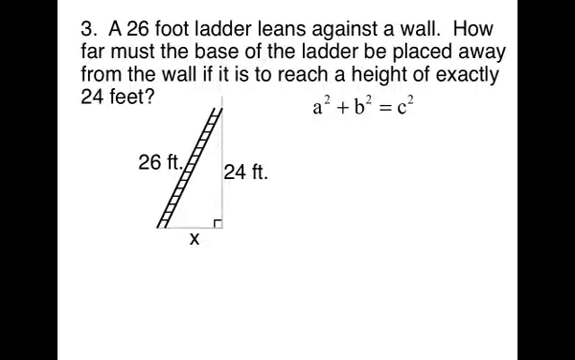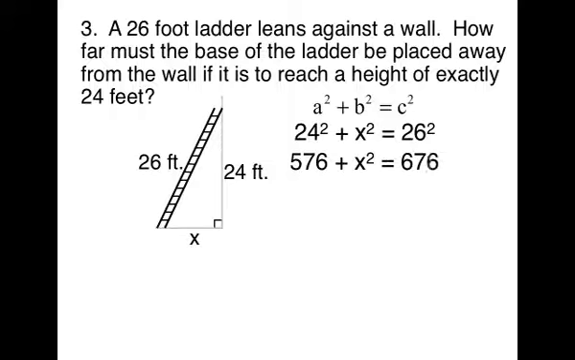So they give us a hypotenuse. They give us one leg. So we have 24 squared plus x squared is equal to 26 squared. Pull out those calculators, square those. We get 576 plus x squared is equal to 676. Subtract 576 from both sides.